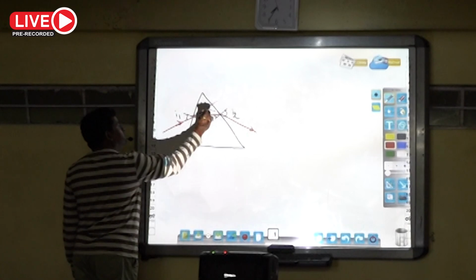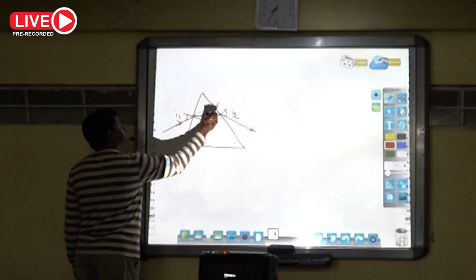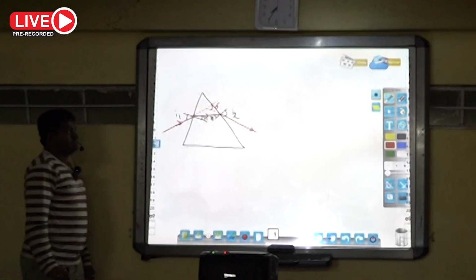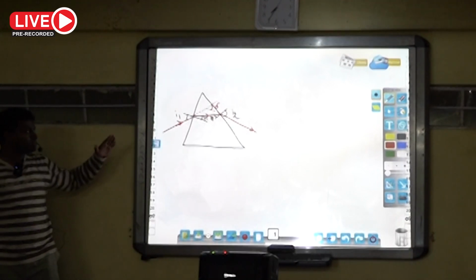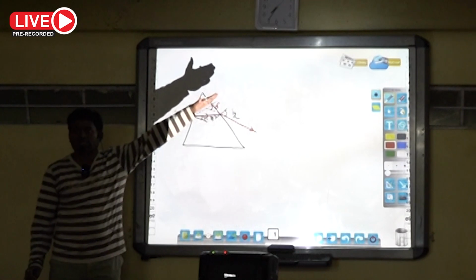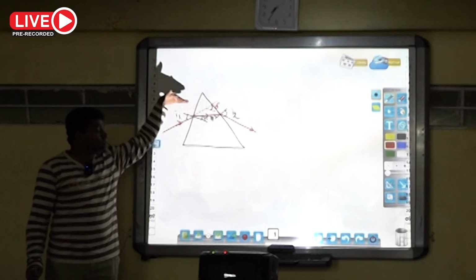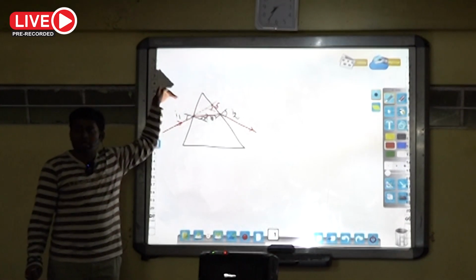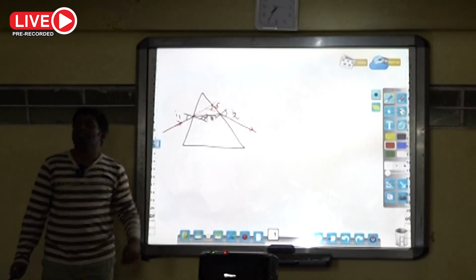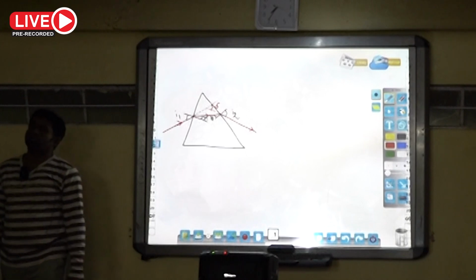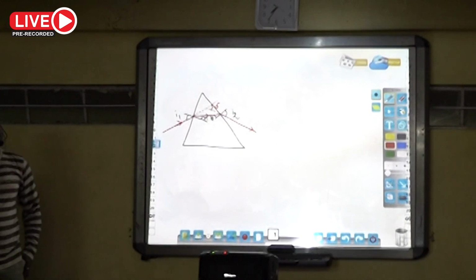So this angle is termed as delta. This angle is termed as delta, meaning if there is no prism, the light ray will follow a straight line path. Due to the introduction of the prism, after two successive refractions, the light ray follows this path. So the angle between these two is called the angle of deviation.